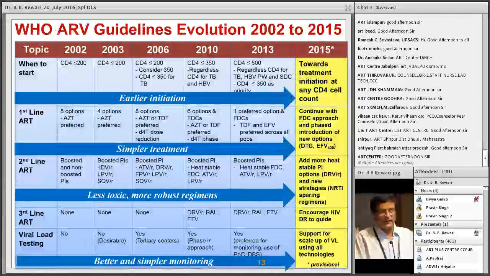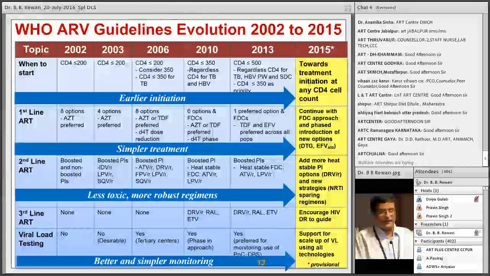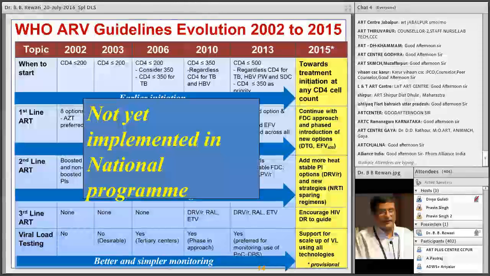You are all aware that now we are using a single pill of tenofovir, lamivudine, efavirenz for adults, for pregnant women, for hepatitis patients, for TB co-infected patients. Second line regimens are simpler now. We have heat stable formulations, and we are now moving towards viral load monitoring and third line. Basically, these guidelines for moving to more than 500 are still not implemented in the program, while third line has been initiated and viral load testing is in place.